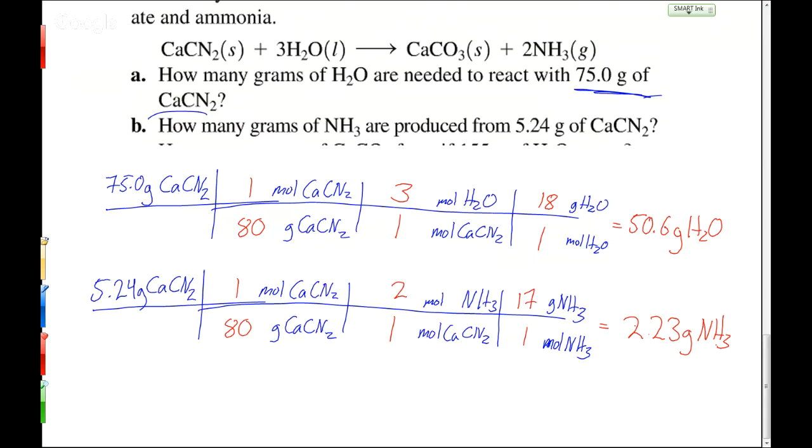Now we're NH3. We're starting this time with 5.24 grams of this stuff. And then the equation tells us that the mole ratio here needs to be 2 to 1. And ammonia is 17 grams per mole. Otherwise, it's the same. 5.24 divided by 80 times 2 times 17 is 2.23.